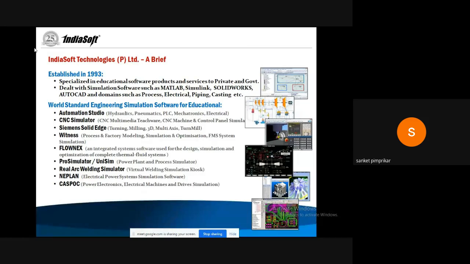We have electrical as well. First is NIPLAN for electrical power system and CASPOC for power electronics, machines, and drive simulation.